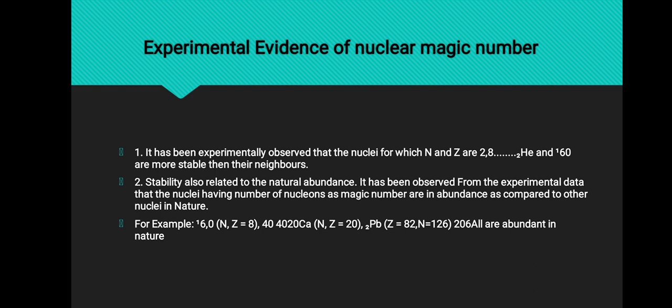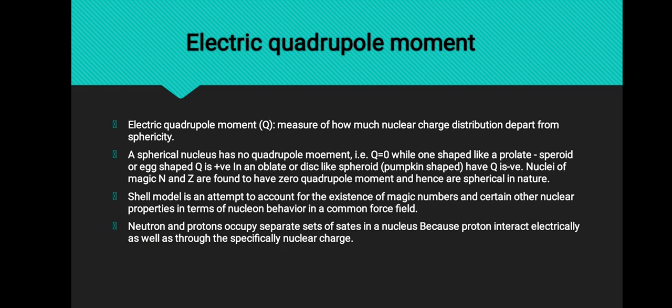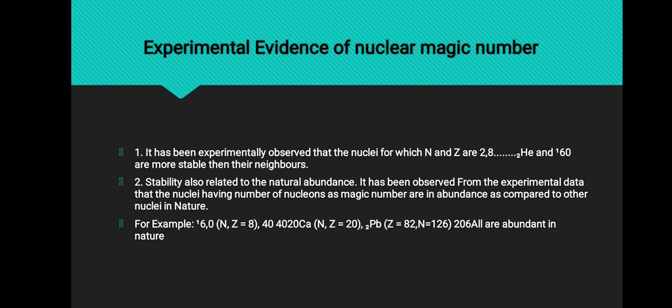Now coming to the next point, about experimental evidence of nuclear magic numbers. It has been experimentally observed that the nuclei for which N and Z are 2, 8 for helium, and 60 are more stable than their neighbors. Means if any atom has these numbers as its magic numbers, then it is more stable than any other neighboring atom.